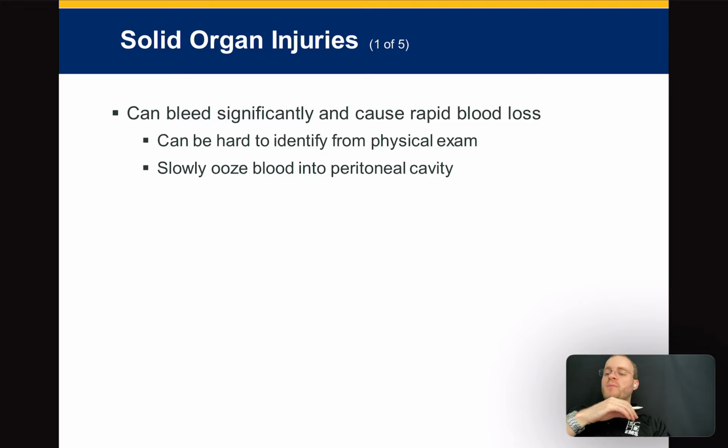cavity. But the same thing, you can have a large laceration to the liver or spleen, and it will pour blood into it. So it really depends. Sometimes the cuts are small and sometimes they're big. And if they're big, obviously they're going to bleed more.